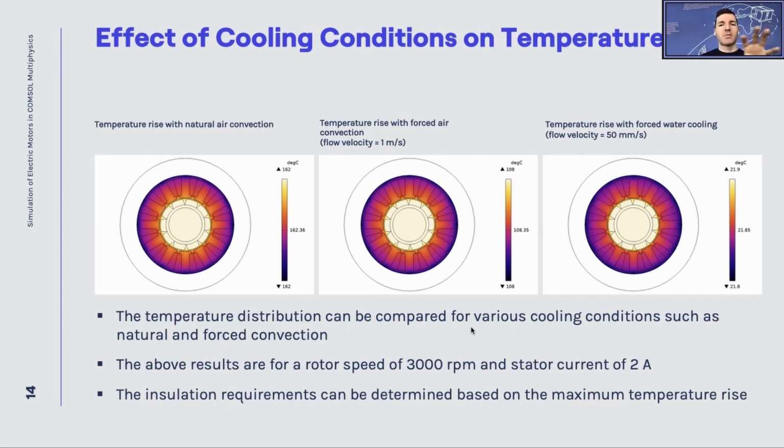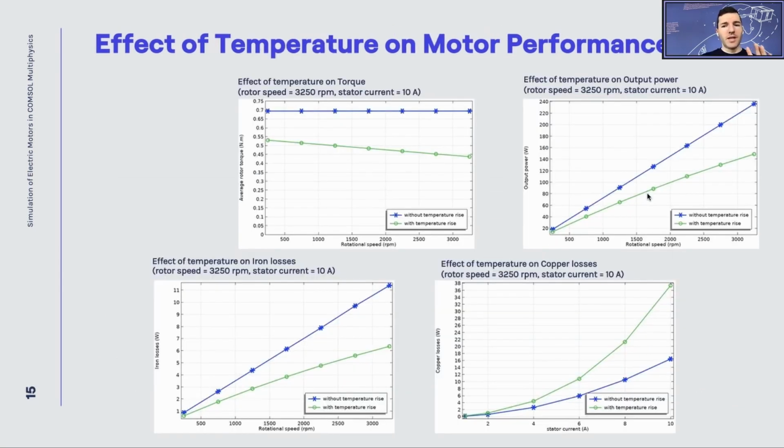And these are a few snapshots with different cooling velocities. And as you can see, if we have only natural air convection, on the leftmost figure we have more than 162 degrees Celsius. And if we apply some active cooling on our motor, we have a much, much lower temperature distribution here. And we can take into account the effect on the motor torque, on the losses, iron and copper losses, and on the output power.